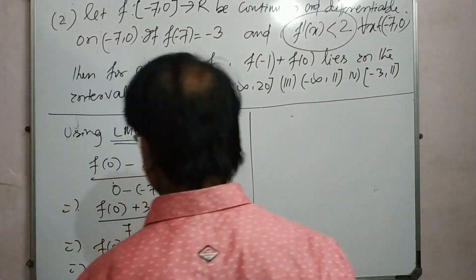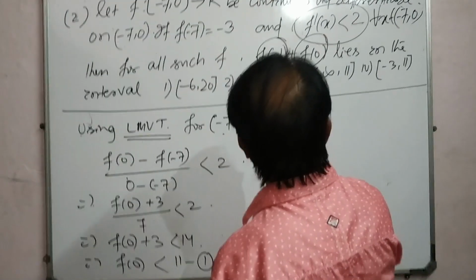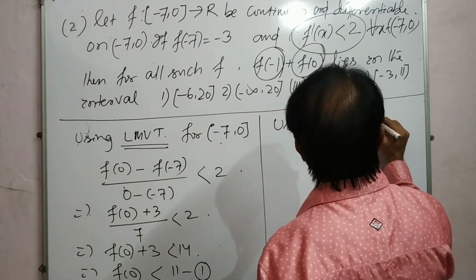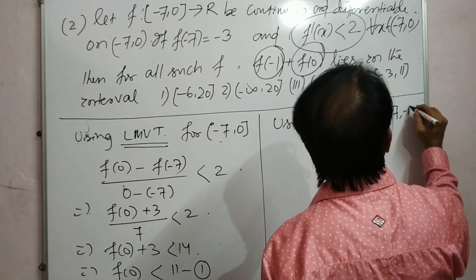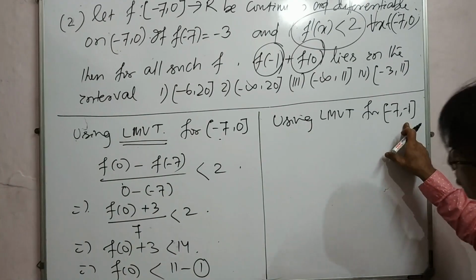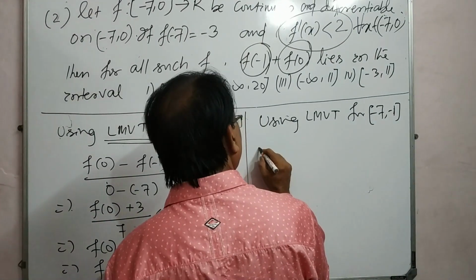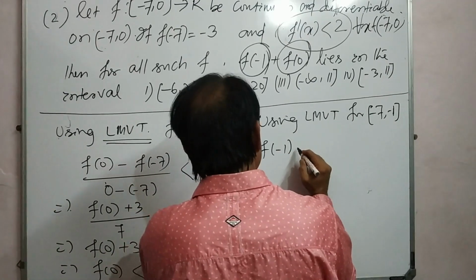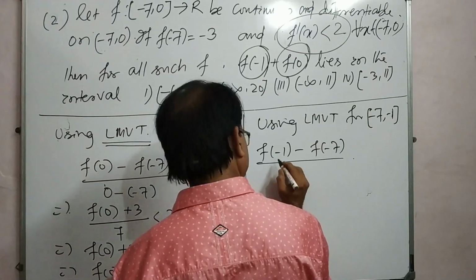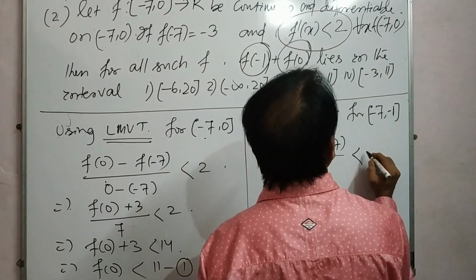Now another thing is that we are getting f of 0. Now to get f of 1, we use again Lagrange's mean value theorem for minus 7 and minus 1. You know that minus 7 to minus 1 is a subset of minus 7 to 0. So we can apply here. And again, (f of minus 1 minus f of minus 7) by (b minus a), that is minus 1 minus minus 7, is less than or equal to 2.